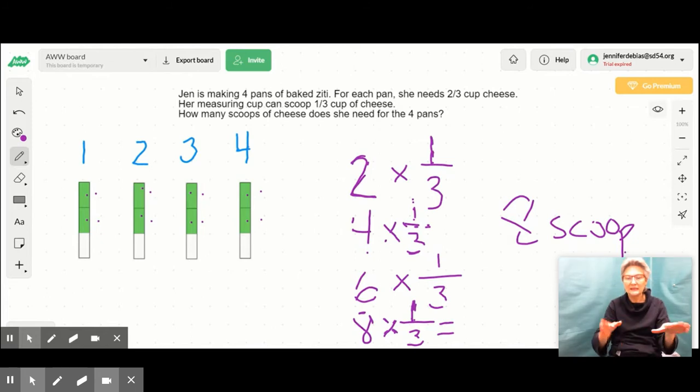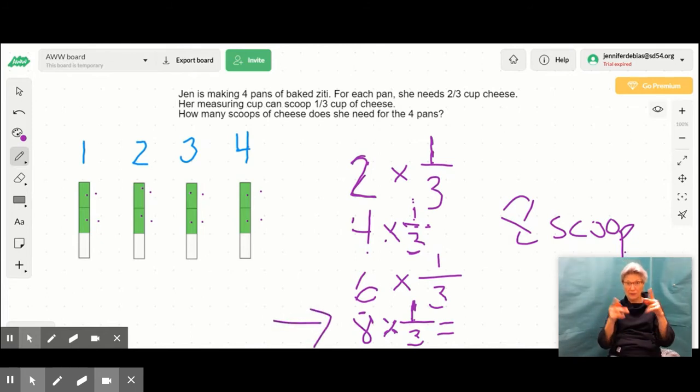You'll see here at the bottom, what I did was I multiplied 8 because there's 8 shaded in parts, the whole number 8, times my unit fraction of 1/3 to get my answer of 8 thirds. Now 8 thirds tells me how much total cheese she's going to use for the 4 pans, right? But my question was asking how many scoops of a 1/3 cup would that be? And I know that 8 thirds is the same as 8 scoops of 1/3.